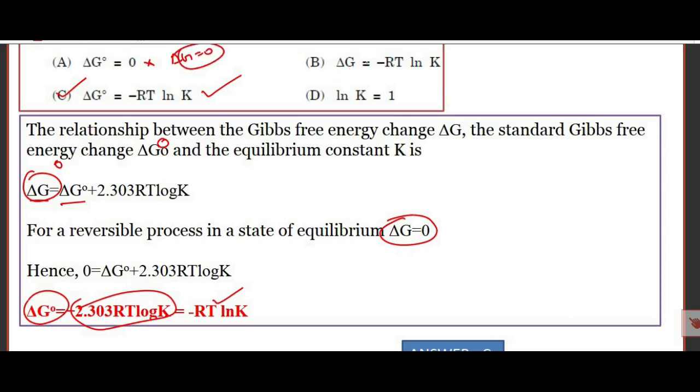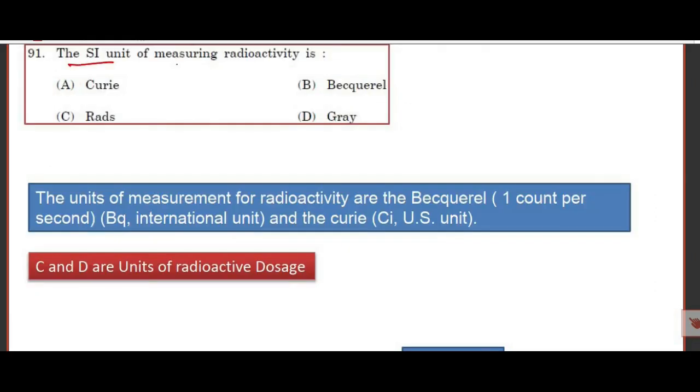Delta G not equal to RT ln K, so this is also wrong. Ln K is equal to 1 is also wrong. The SI unit of measuring radioactivity is Curie, becquerel, roentgen and Gray. The unit of measurement of radioactivity is becquerel. It's nothing but 1 count per second. Becquerel, Bq, is an international unit. So becquerel is the correct answer.